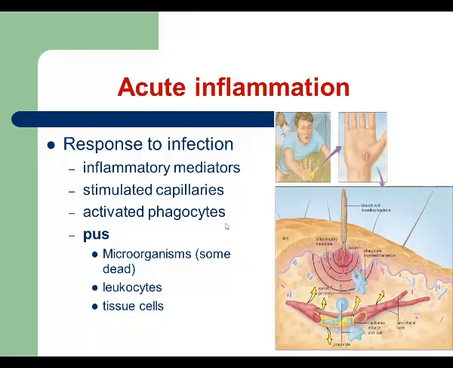So all of these lead to pus, right? Pus will be formed as a result of bacterial infection in this area. Please remember that only bacterial infections produce or form pus. What is pus? It's a mixture of dead microorganisms, white blood cells, and damaged tissues.